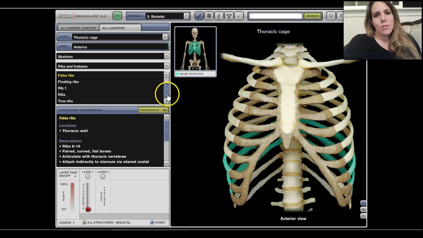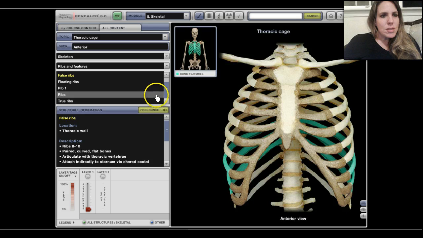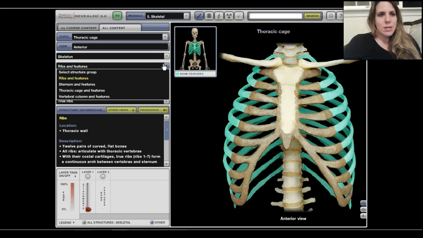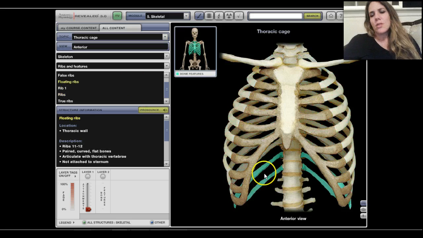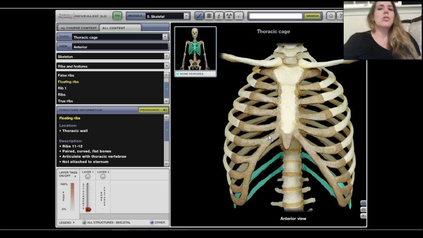And then we have ribs 11 and 12, which are, where are those guys? I don't even see 11 and 12 on here, but these guys, they don't have those. They're called floating ribs. Oh, there they are. There's your floating ribs, 11 and 12. So they're not hooked to cartilage at all, don't touch the sternum, easily broken.